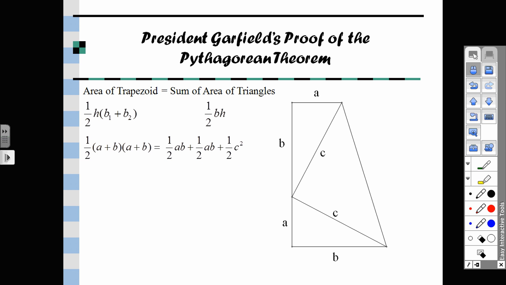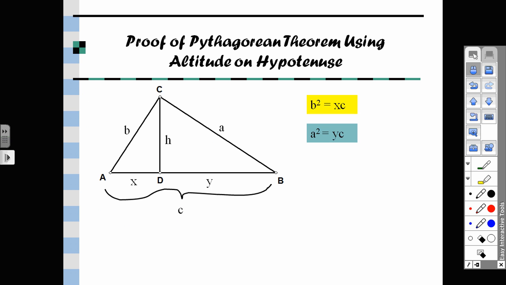On the left side, we can FOIL a plus b times a plus b, sorry, and we get a squared plus 2ab plus b squared. On the right-hand side, what I'm going to do is factor out the 1/2 and combine these together. So I get 2ab plus c squared. Now, if I multiply both sides by 2, I'm going to get rid of my fractions, which is always good. And now, if I subtract 2ab from both sides, look at what I'm left with, the Pythagorean theorem. Is that cool?